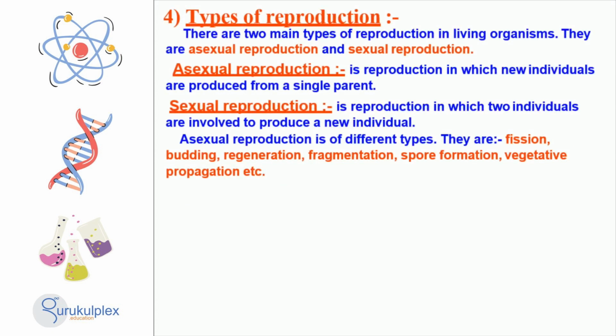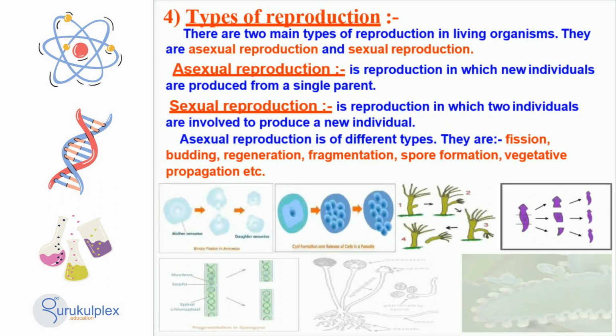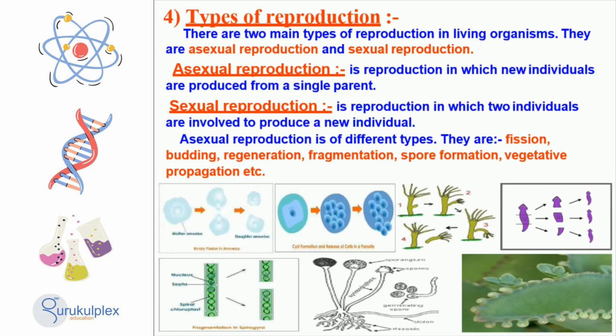Reproduction in living organisms can be divided into two main types: asexual reproduction and sexual reproduction. Asexual reproduction produces new individuals from a single parent, occurring through fission, budding, regeneration, fragmentation, spore formation and vegetative propagation. In contrast, sexual reproduction involves two individuals which together produce a new individual. Variation within a species is essential for its survival, and this is largely driven by sexual reproduction.